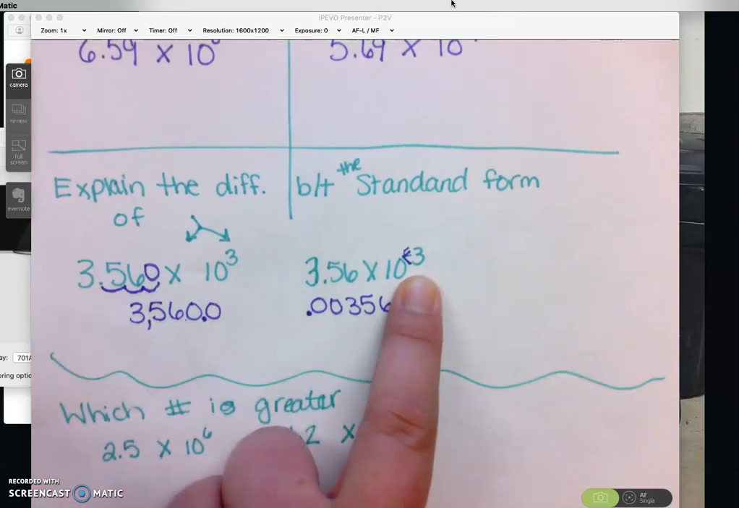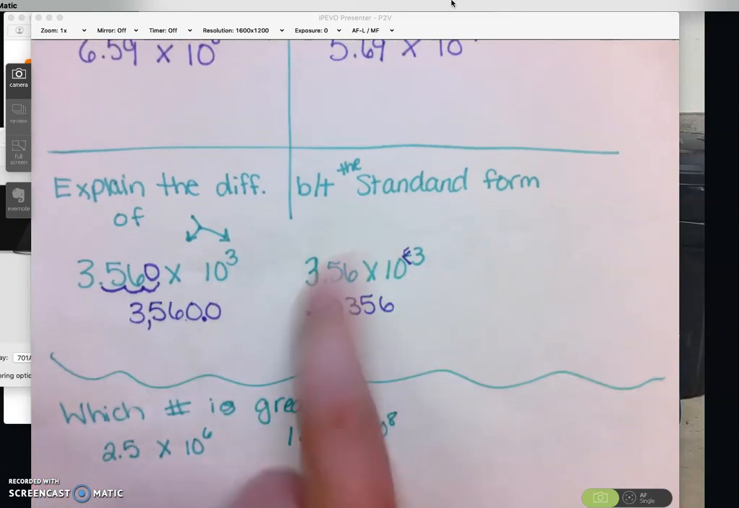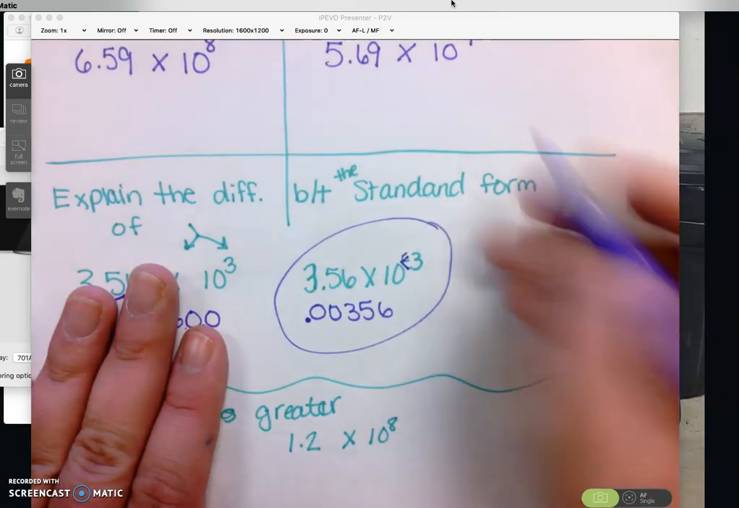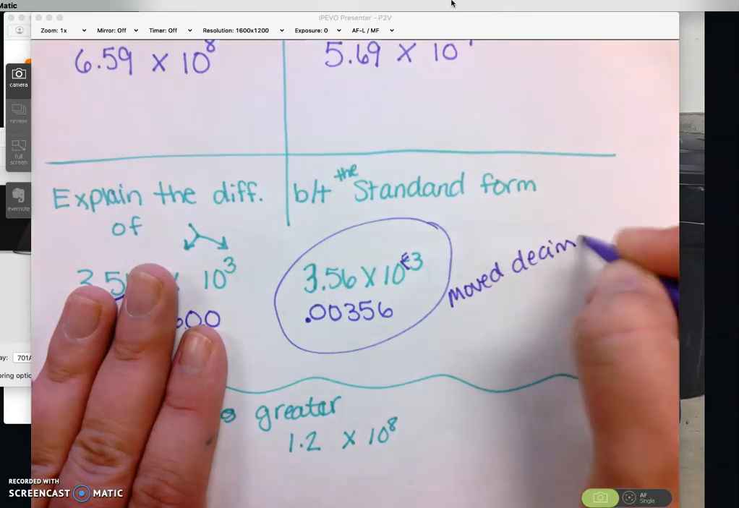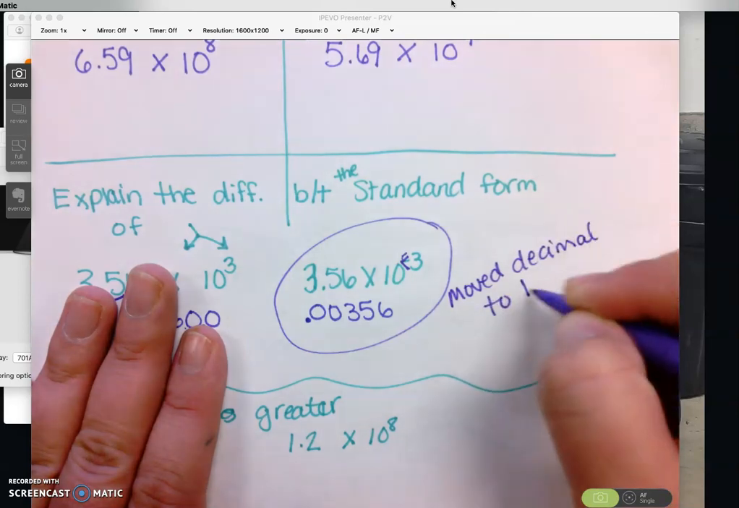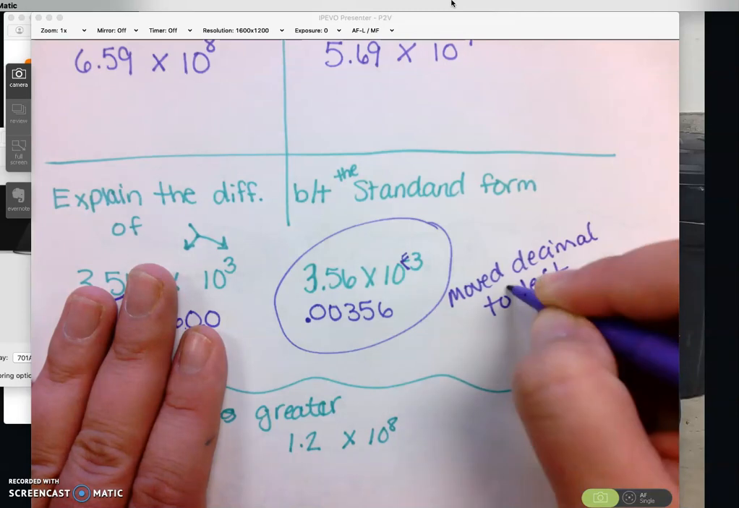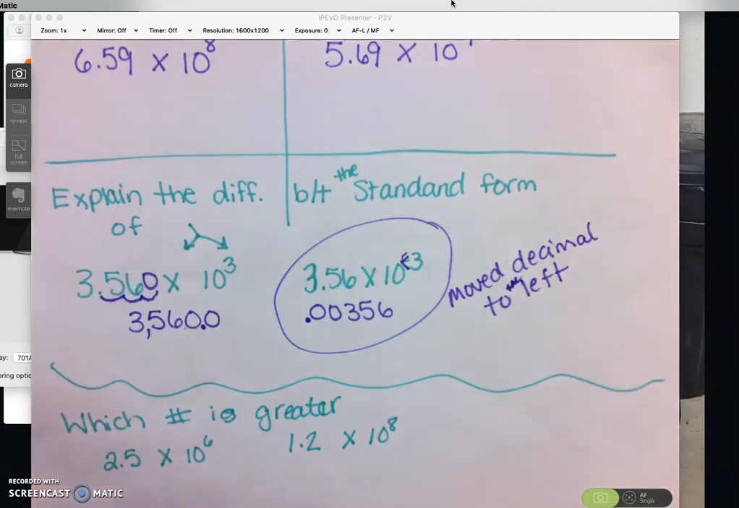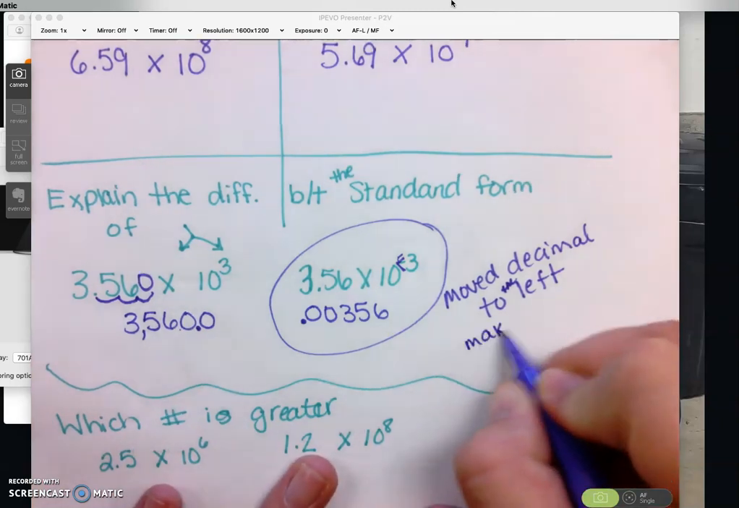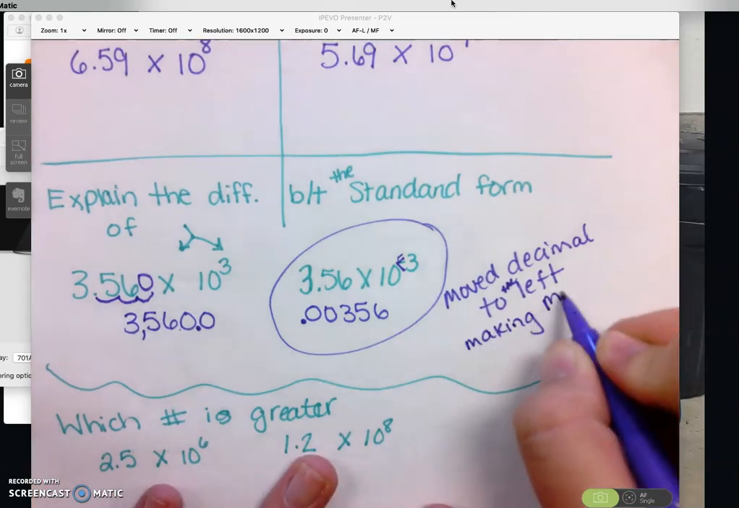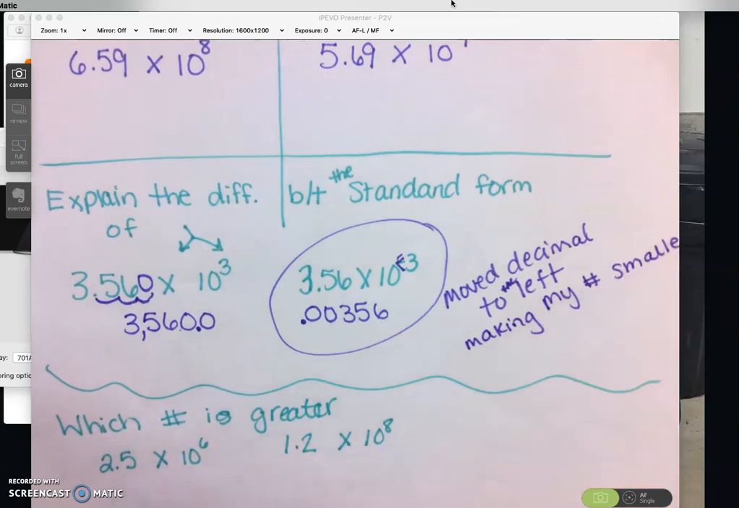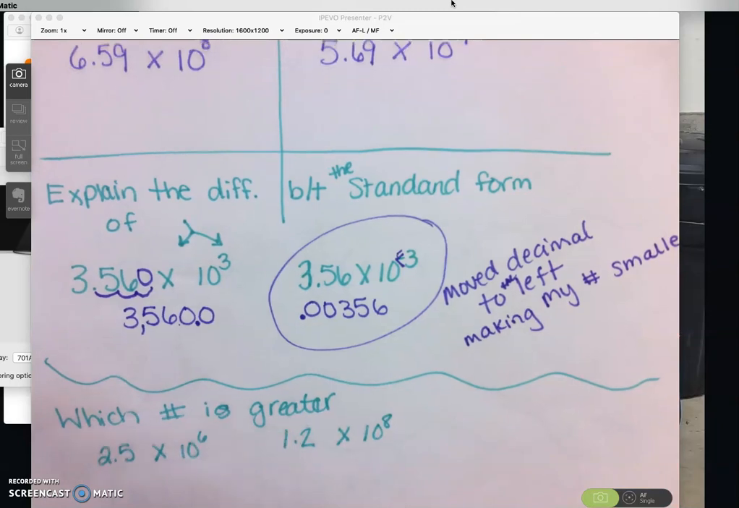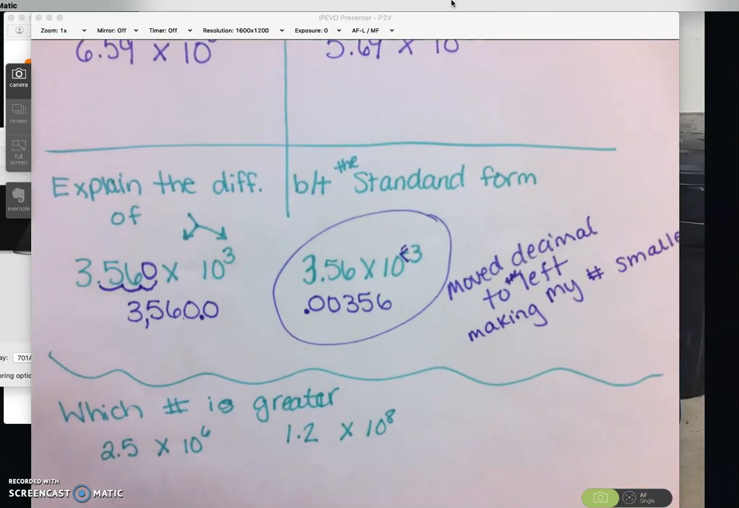In 10 to the negative third, this one, we moved the decimal to the left, making my number really, really small. Smaller. Okay, something explaining the difference.